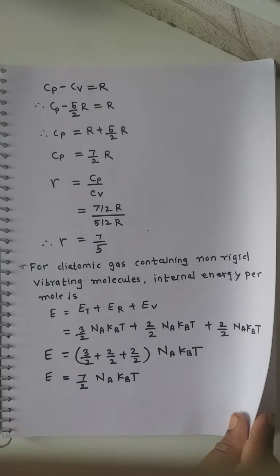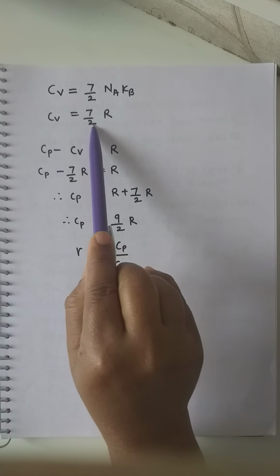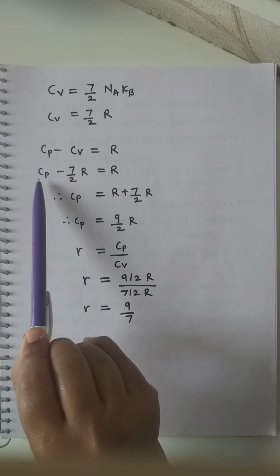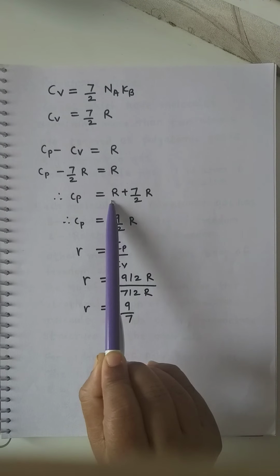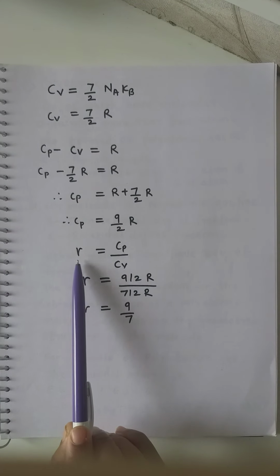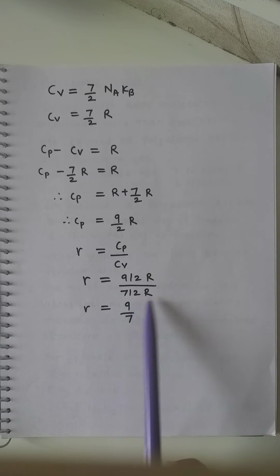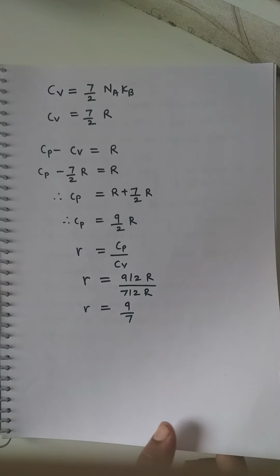This is a vibrating molecule. Now Cv we are getting 7 by 2 NaKB, that is 7 by 2 R. Again recall Mayer's relation, put the value of Cv, 7 by 2 into R. We are getting Cp is equal to 9 by 2 R with the calculations. Again take the ratio Cp upon Cv, we are getting 9 by 2 R upon 7 by 2 R, then the ratio is 9 by 7. This is for diatomic gas which is non-rigid.